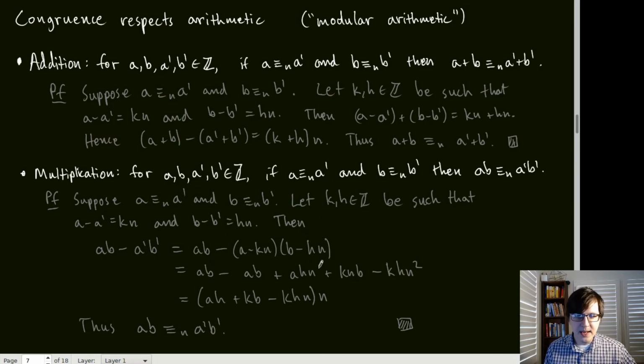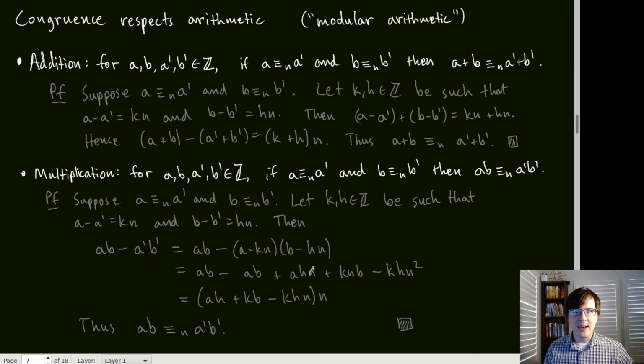Then we expand it all out, and then the ab's cancel out, which is nice, because the remaining terms are all divisible by n, so we can factor that n out. And since we've shown now, just symbolically, that this difference of products is something times n, then in fact that difference is a multiple of n, and so ab is congruent to a prime b prime mod n.